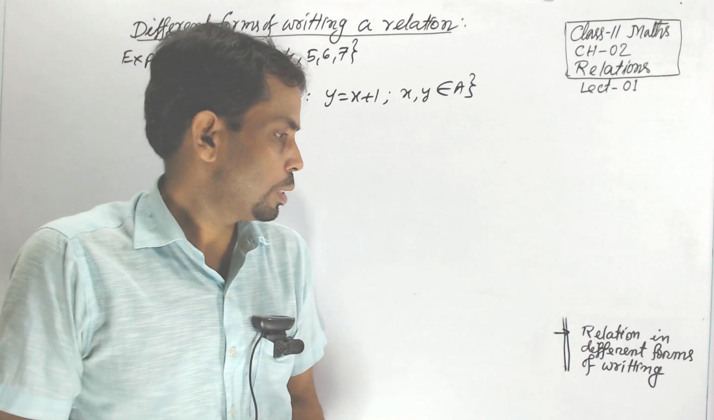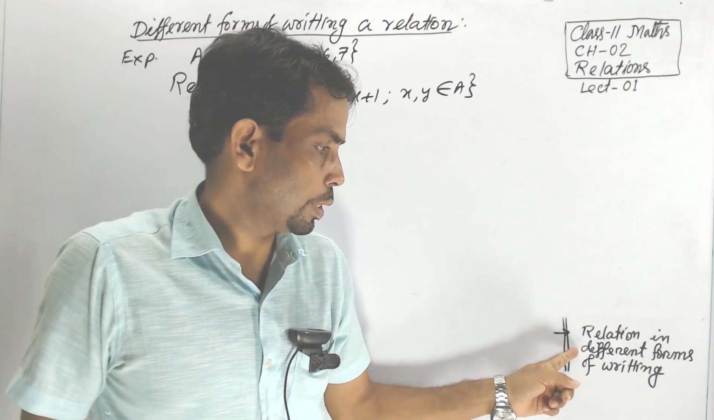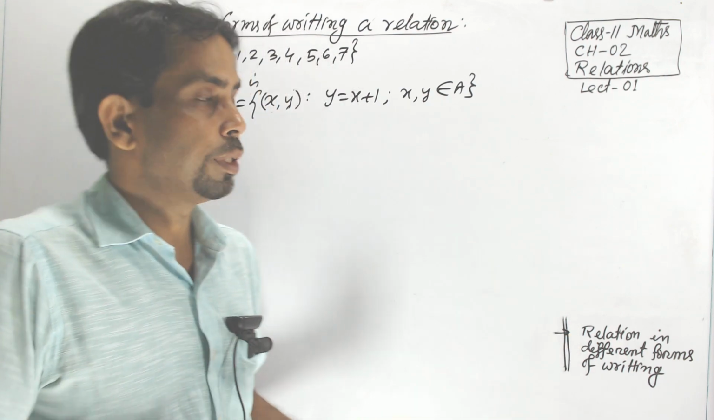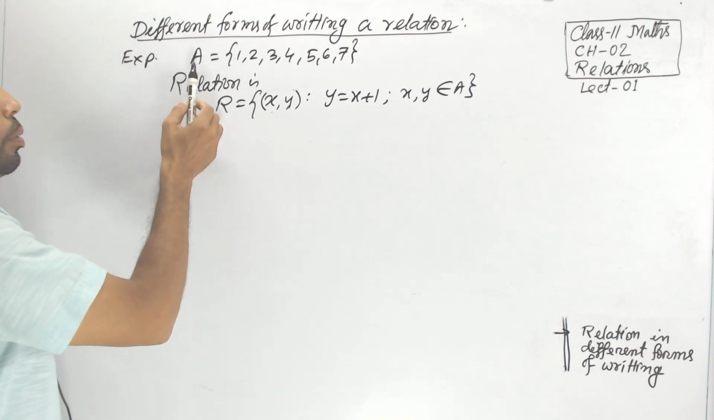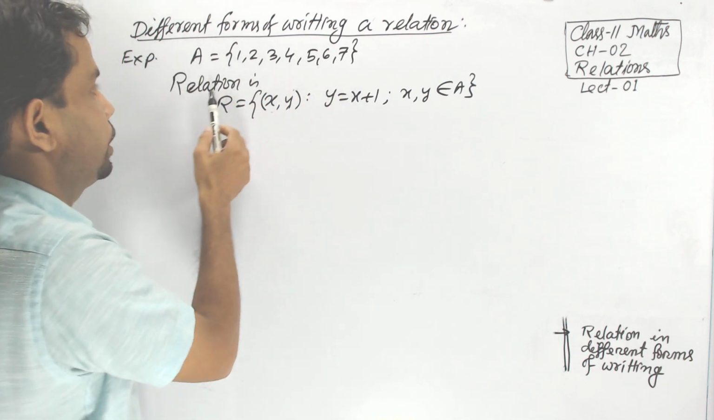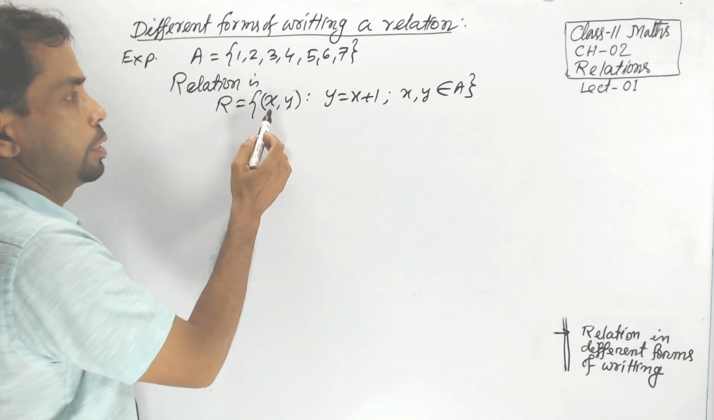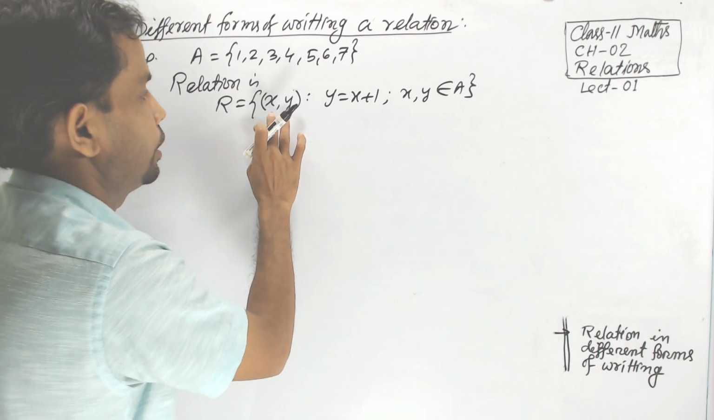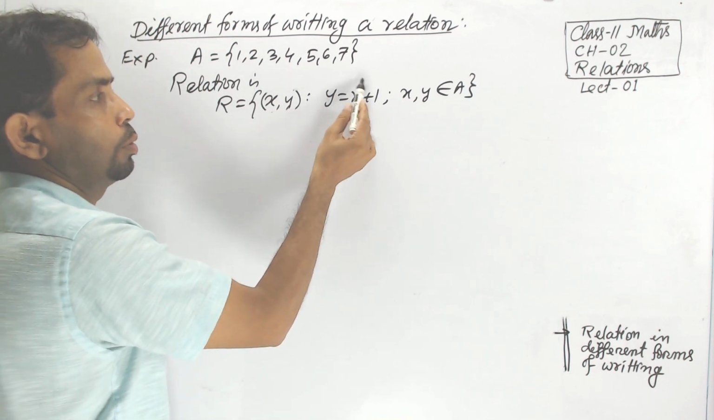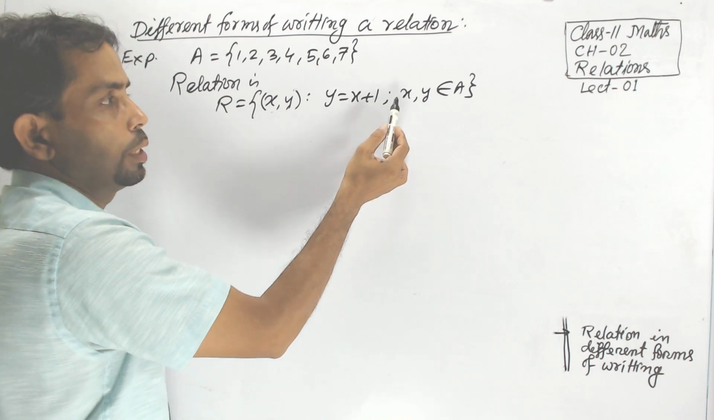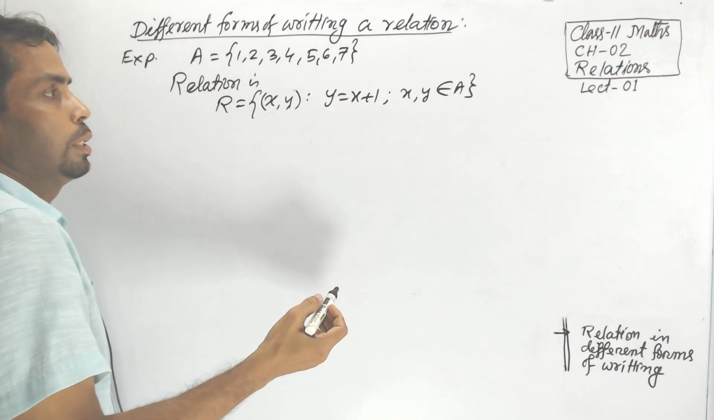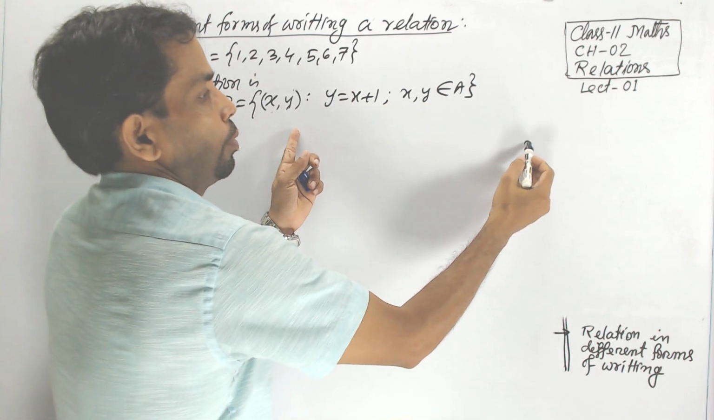The last point is writing a relation in different forms. I am taking an example with set A equal to 1 to 7 and a relation R is given like this. It is a set of ordered pairs (x, y) in which x and y are connected by this equation, and x and y both should be in set A. Now I can take x. What are the elements x?